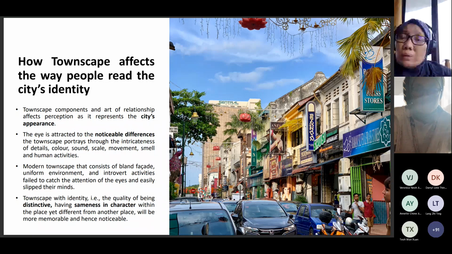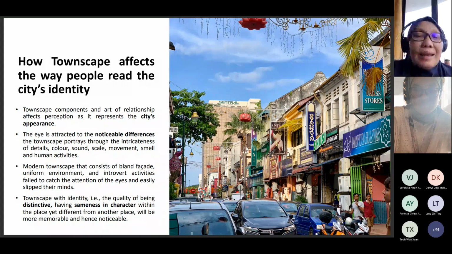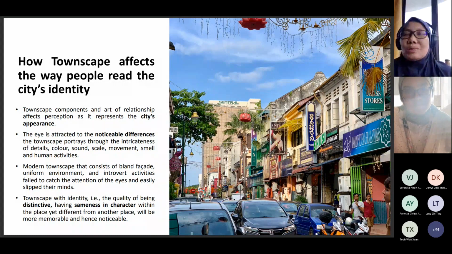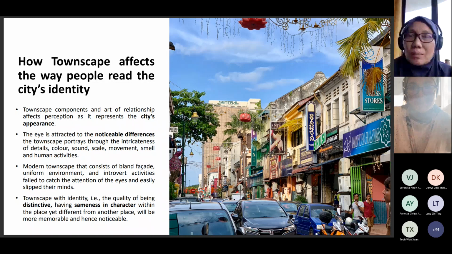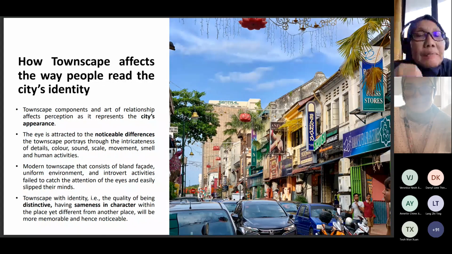And he was saying that when people are in the city, we try to pick up the noticeable differences. That means if the environment or the townscape is designed in a manner where you cannot notice the differences between one part and another, then there is no quality to the townscape in terms of giving its identity, because it will just slip the eye. People will not focus on the place, because there are no noticeable differences that make people focus on it and build a certain image in their mind.